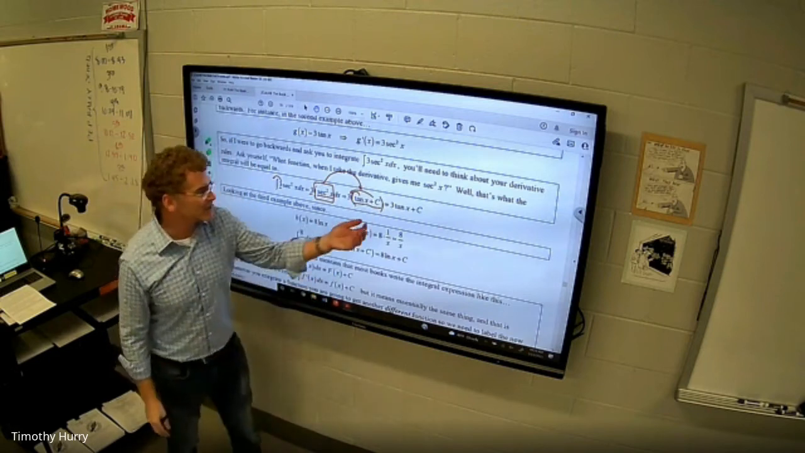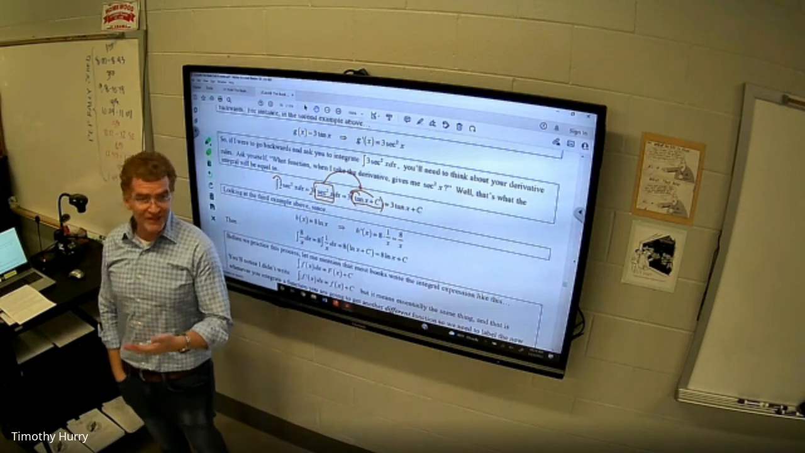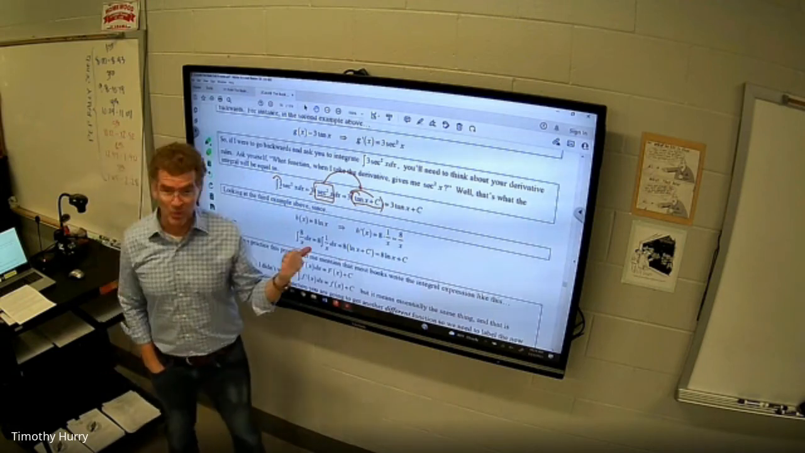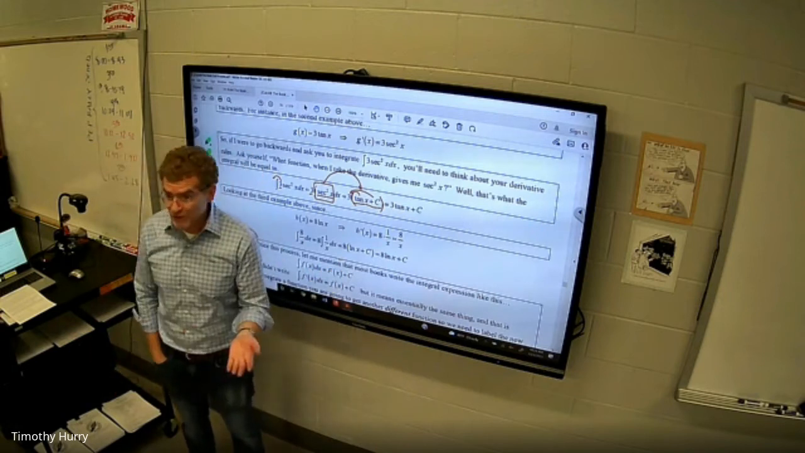Now, can anybody explain to me why I didn't write 3c? Because it's just still a constant. Did it change? Maybe. If c was 1, it didn't. If c was 0, it didn't, right? But if c was 2, it did. If c was 10, it did.